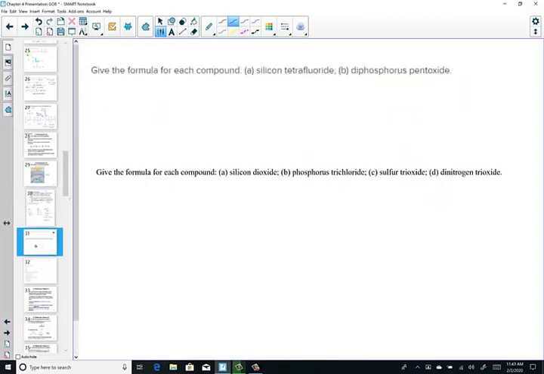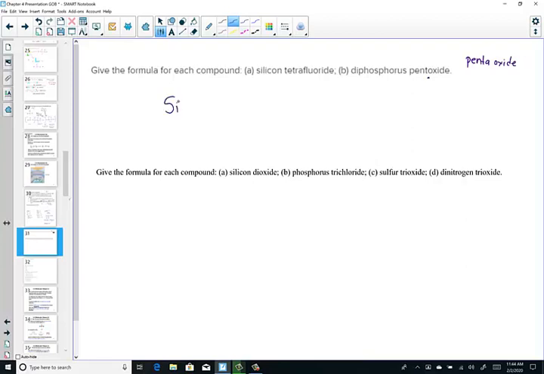What if you hear the formula from a name? Silicon tetrafluoride, diphosphorus pentoxide. Here's an example where we lopped off a vowel just to make it sound better. Pentaoxide. We got rid of the A and just went straight to the O. Pentoxide. Less of a tongue twist.